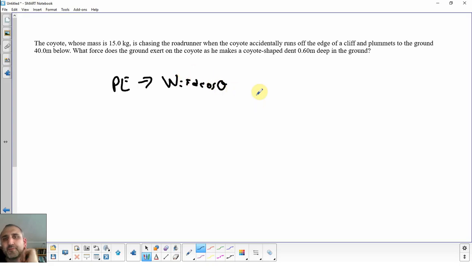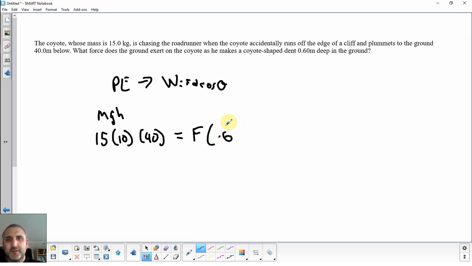But the ground exerts a force up, and the coyote is landing down. So it's going to be a little interesting. But in any case, the potential energy is mgh. So the mass is 15 kilograms times 10 times the height, which is 40 meters, equals force times the displacement, 0.6, times cosine of 180 this time, because the ground is forcing the coyote up, but the coyote goes down, so there's 180 degrees between them.